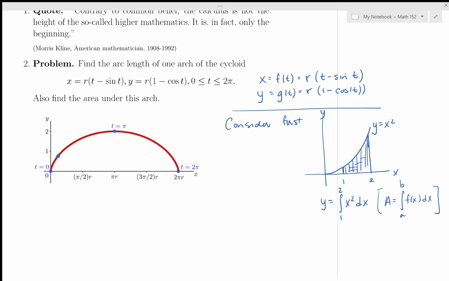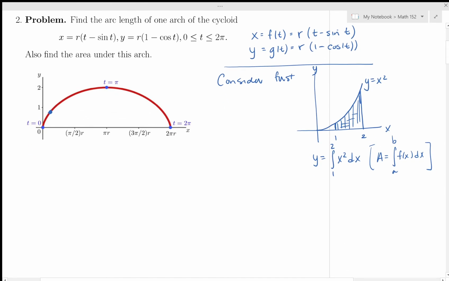Next, I'm going to consider the same curve, y equals x squared, but I'm going to define that same curve parametrically. So I'm going to now consider defining y equals x squared parametrically.